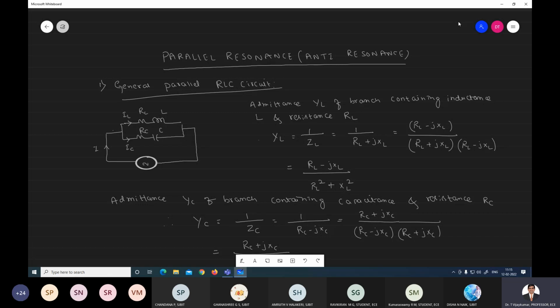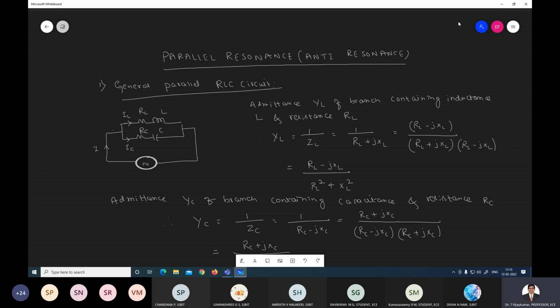This you have to rationalize. Rationalize means if it is positive, you have to multiply and divide by the negative, that is RL minus jXL. If you cancel numerator and denominator, you get the same value only. That is called rationalization. So you multiply and divide with RL minus jXL, the opposite of what is present.